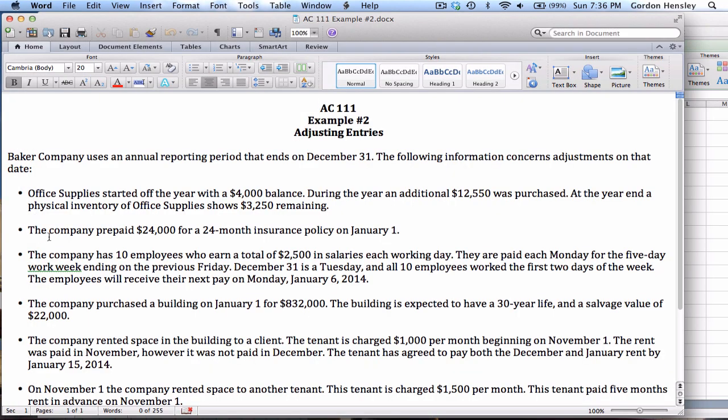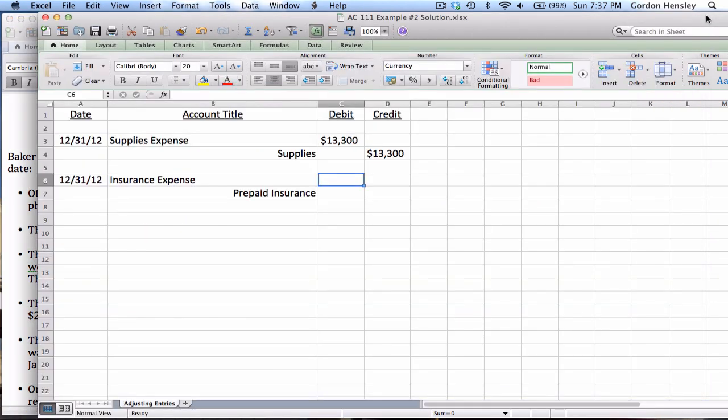It says they prepaid $24,000 for a 24-month insurance policy. That means they paid for 2 years in advance. This happened on January the 1st. Well, it's now the end of the year, so the entire first year of insurance has expired. So if this is for 2 years, we want to half that amount. Half of $24,000 is $12,000, so I'll book a $12,000 adjustment for that one.